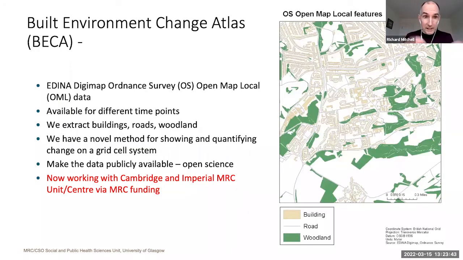Now, on a slightly wider scale, again, it's not just change in green space and woodlands that we're interested in. We want to track aspects of change in terms of things like housing and public transport infrastructure and roads and footpaths. And I'm delighted to say we've just begun working with Cambridge and Imperial on an MRC-funded project to extend a built environment change atlas that we had begun to pilot for Scotland. We're going to try and do this for the whole of Britain using Ordnance Survey data to capture the change in built environment over time.